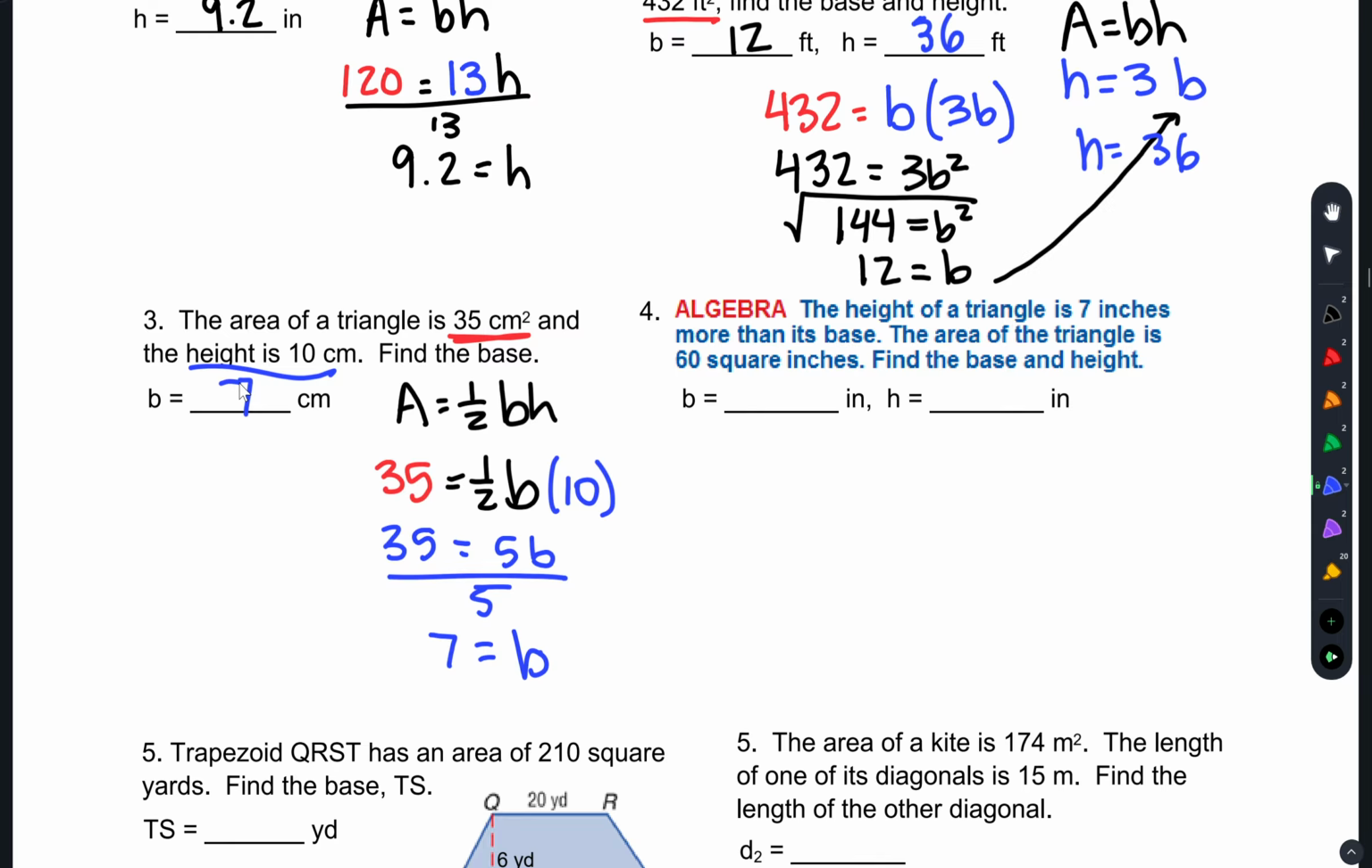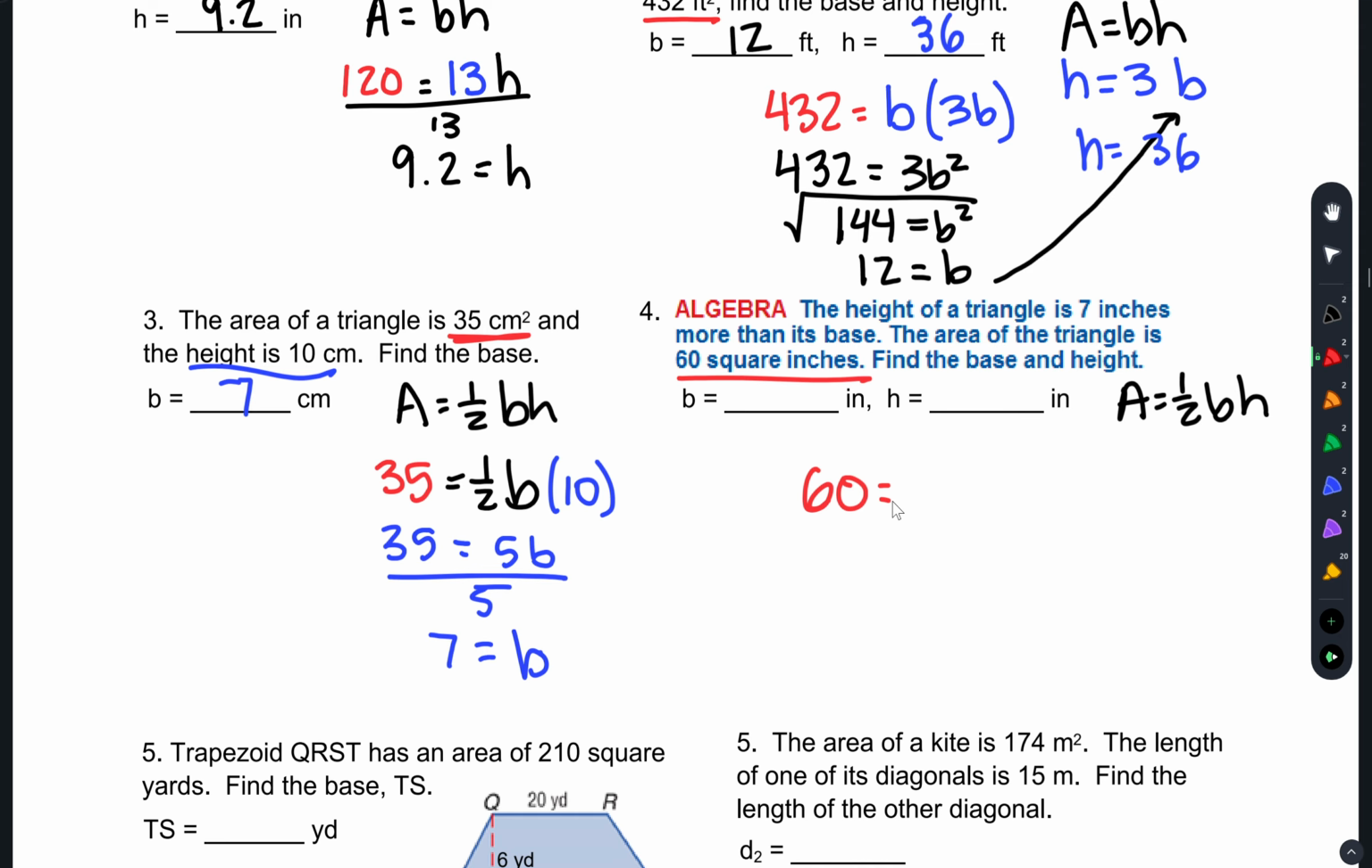I feel like we're good on those ones, right? The ones that get tricky are the ones where we don't know either of the pieces. So let's take a look at number 4. Again, height of a triangle. I know it's a triangle. I'm writing my triangle formula. Area equals 1/2 base times height. That's where I'm starting. I also know that the area of this triangle is 60 square inches. So I can plug that in for A.